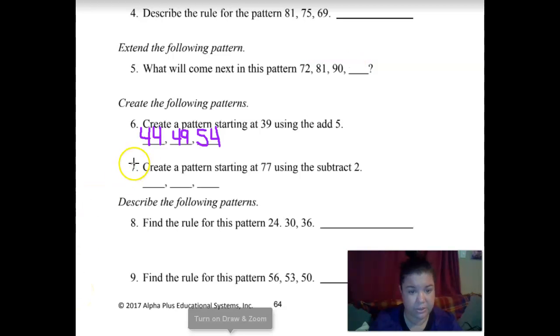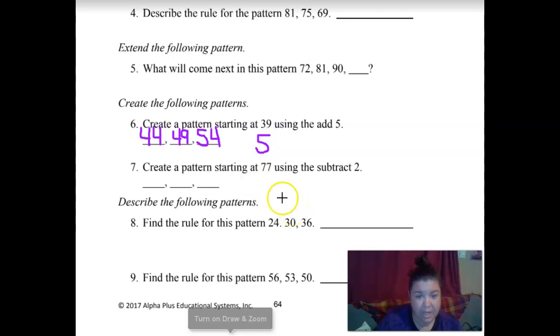Okay, check your answers. This is what you got. 44, 49, 54. So we do 39 plus 5 is 44. 44 plus 5 is 49. 49 plus 5 is 54. I know mine looks like an S. I need to practice that more, huh? Fives are hard. Let's see. Oh, that one's better, huh?